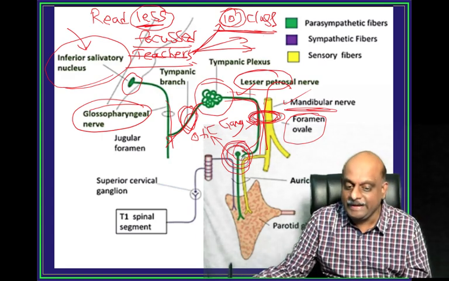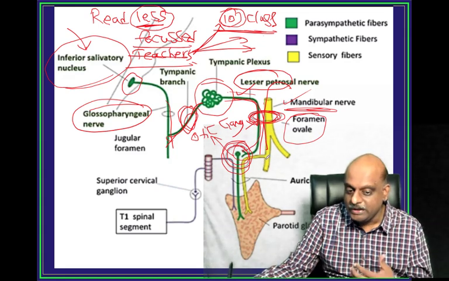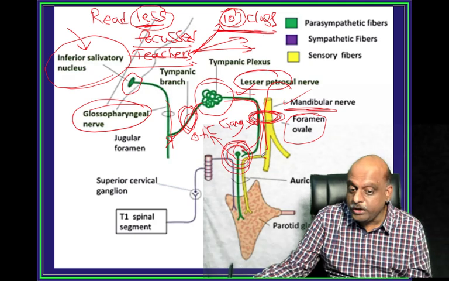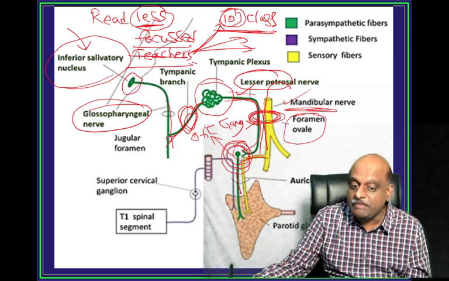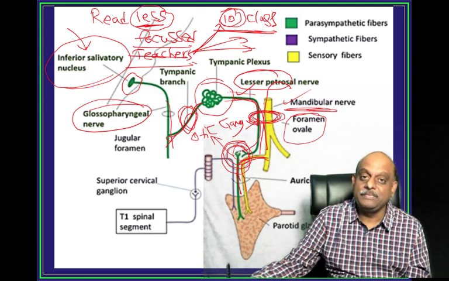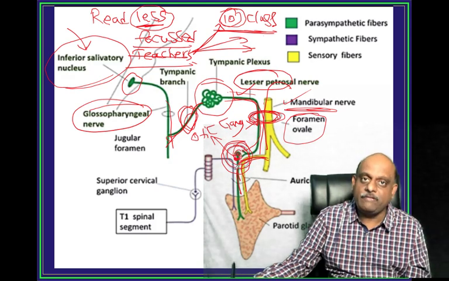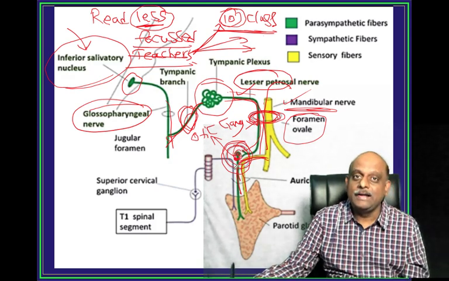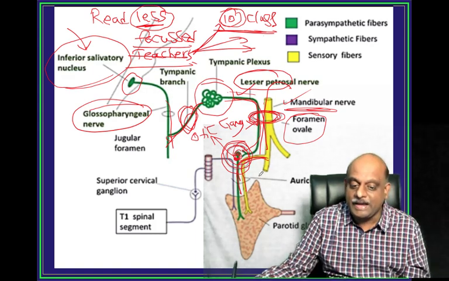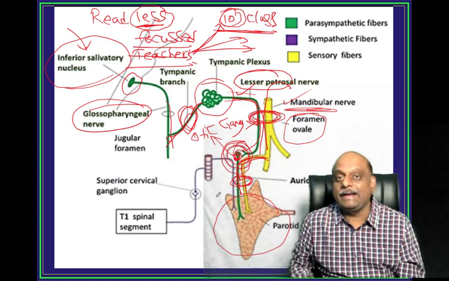Also, basically, the mandibular nerve does not enter into it, but the auriculotemporal branch of the mandibular will pass through it. That's what you need to remember. Then the lesser petrosal nerve fibers, which are the secretomotor, parasympathetic fibers, are carried by this auriculotemporal nerve to the parotid gland.